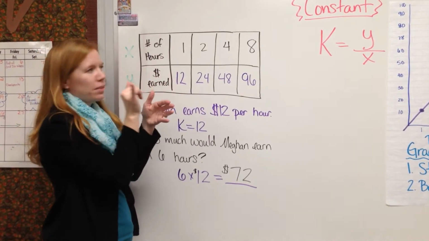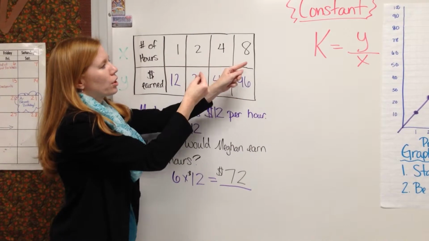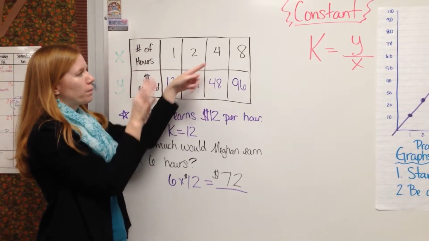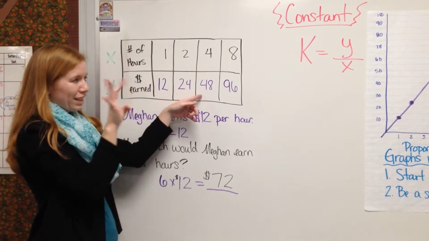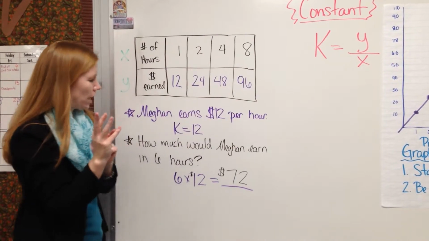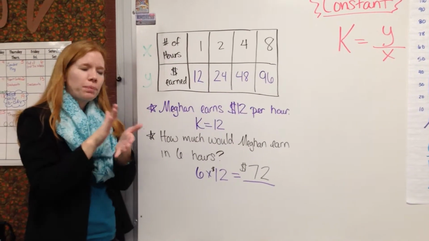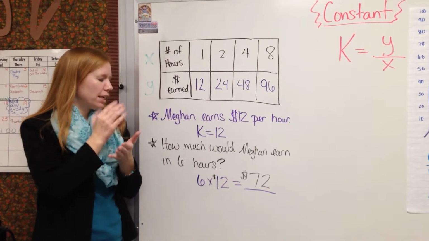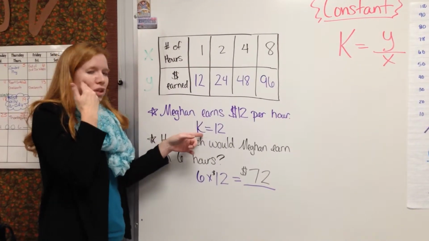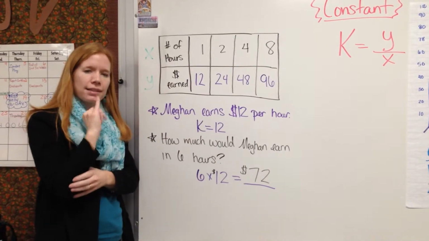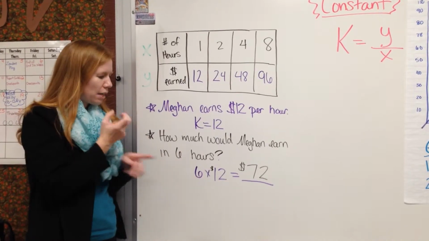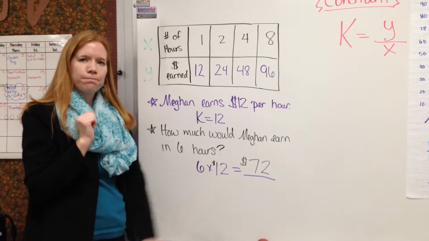And then I can use that same thing. So I'm going to multiply each number to get my answer. So 2 times 12 equals 24. 4 times 12 equals 48. And 8 times 12 equals 96. The question on the bottom of your paper asks you, how much would Megan earn if she worked for 6 hours? Because I know that the constant, K, is 12, I can use that information. 6 times 12 equals 72.